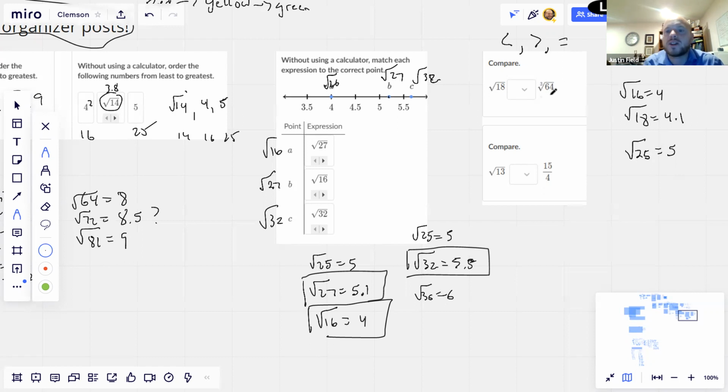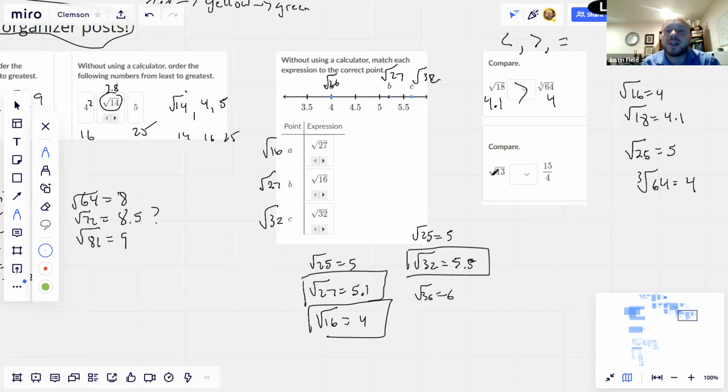And what is the cube root of 64? That is one of our perfect cube roots. That's 4. So that's 4, and that's about 4.1. So I'm going to say, bam, the square root of 18 is greater than the cube root of 64.